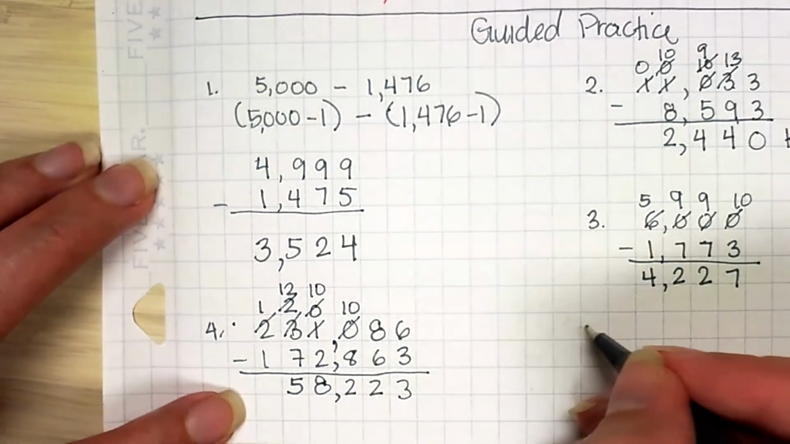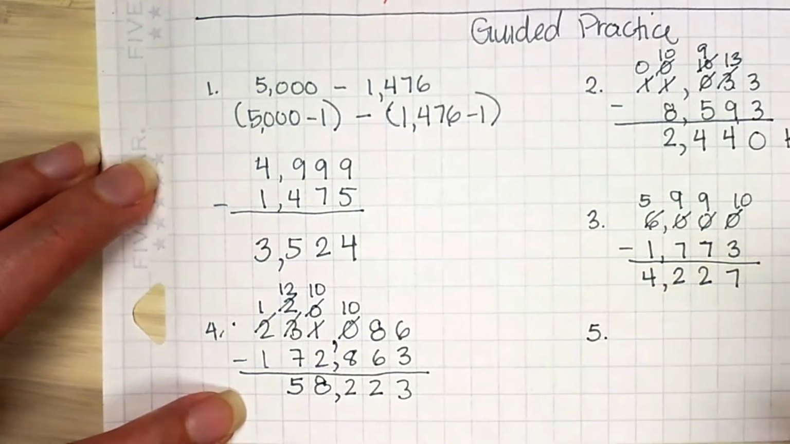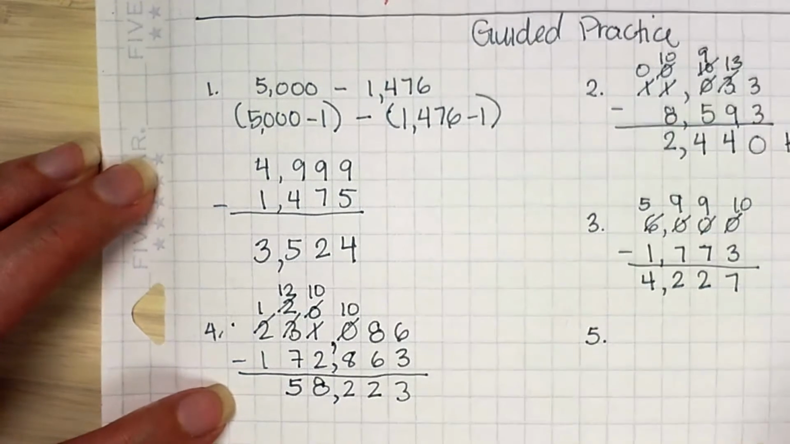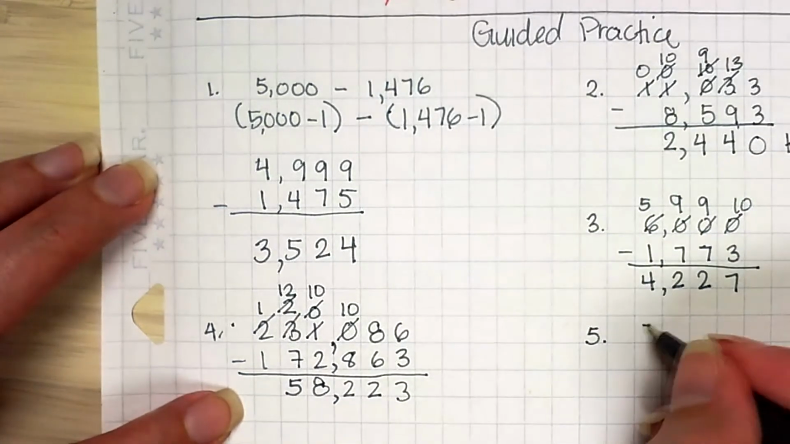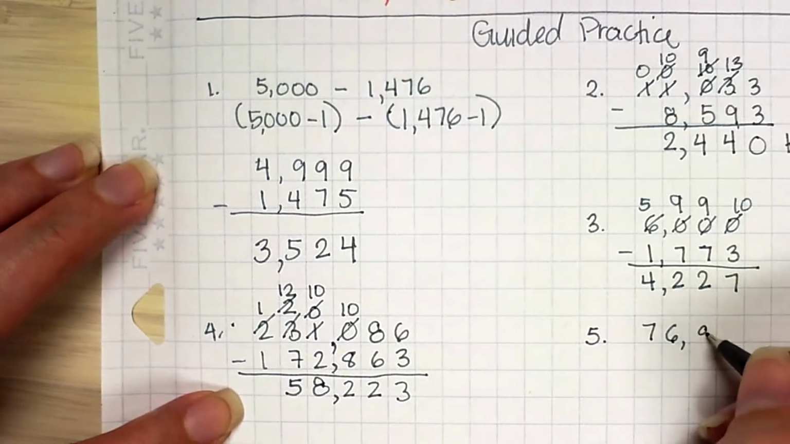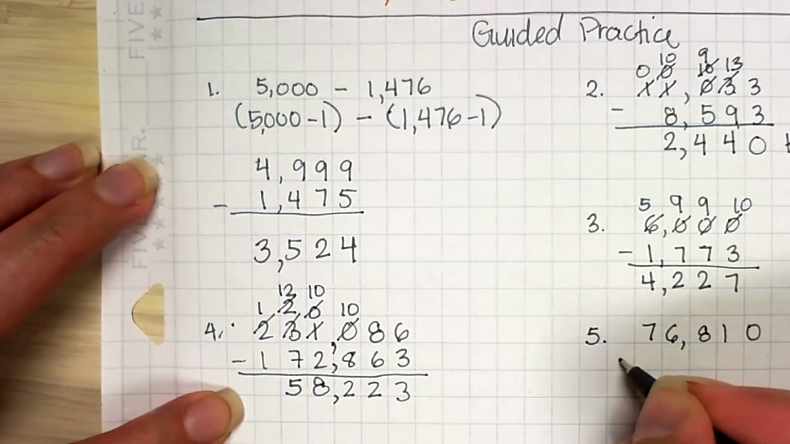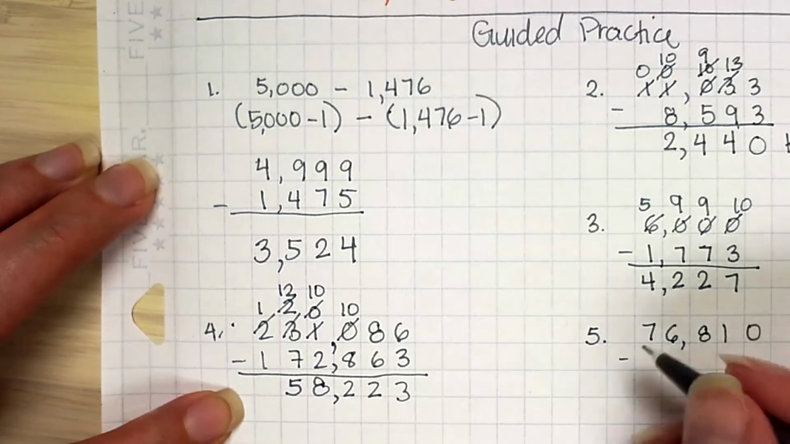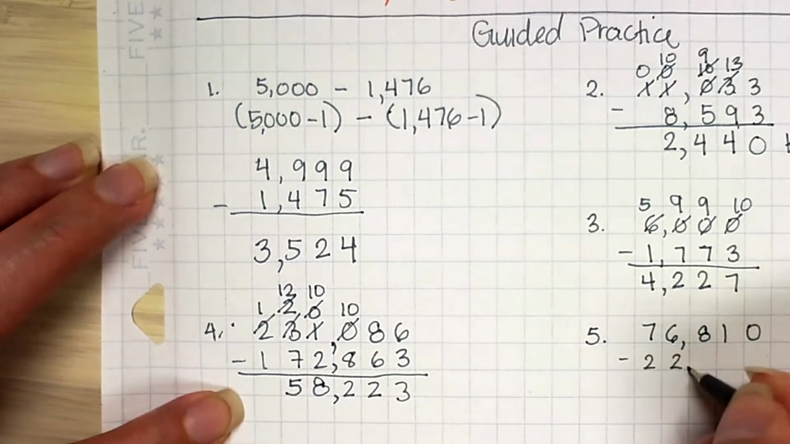Now for number 5, we have 76,810 minus 22,645.